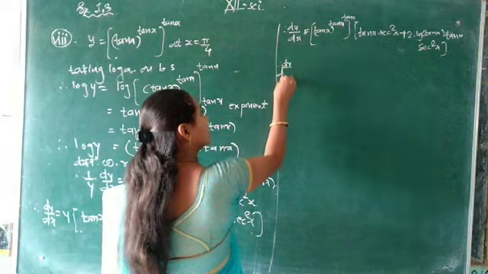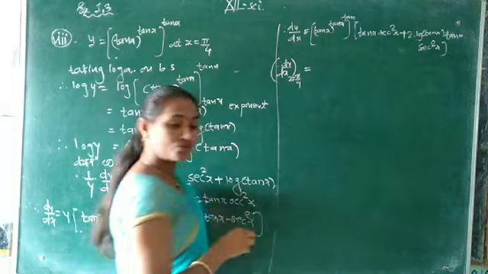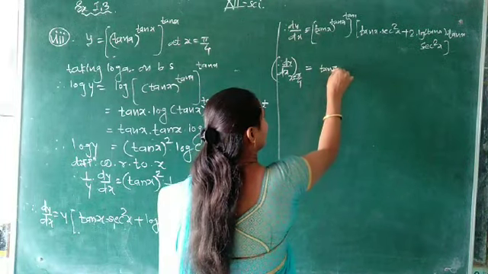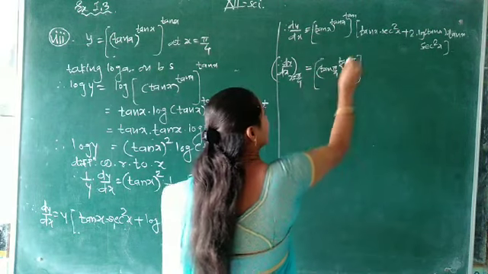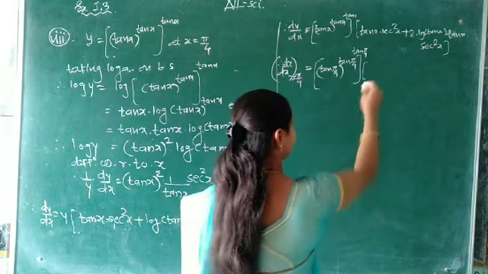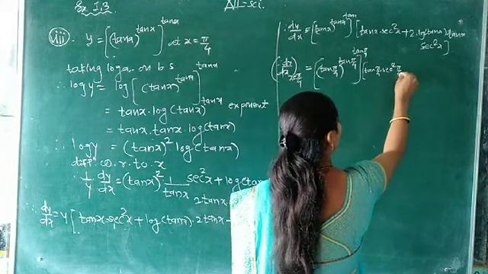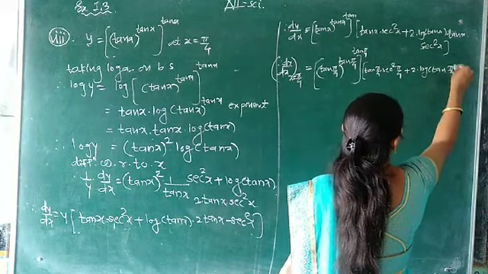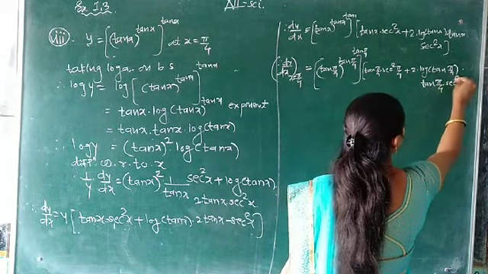Therefore dy upon dx at x is equal to pi by 4 is equal to, so instead of x here we use pi by 4: (tan pi by 4 raised to tan pi by 4), again whole bracket raised to tan pi by 4, into tan pi by 4 into sec square pi by 4, plus 2 into log of tan pi by 4 into tan pi by 4 into sec square pi by 4.